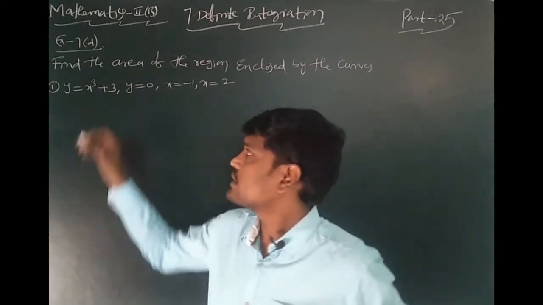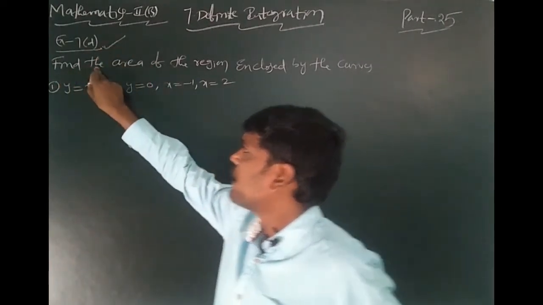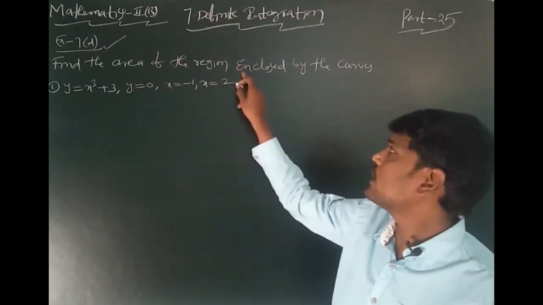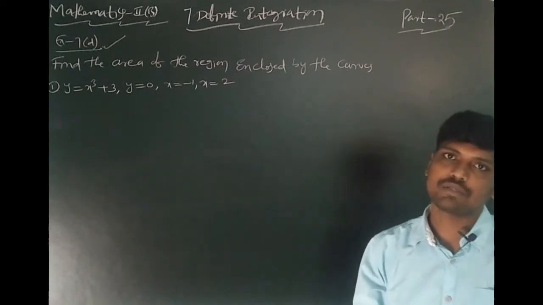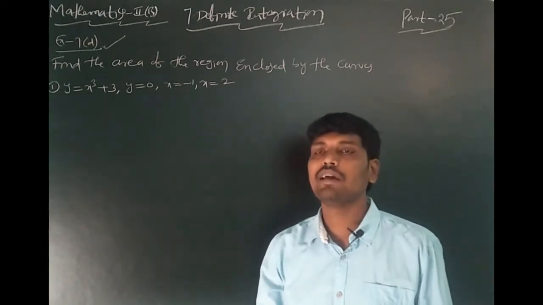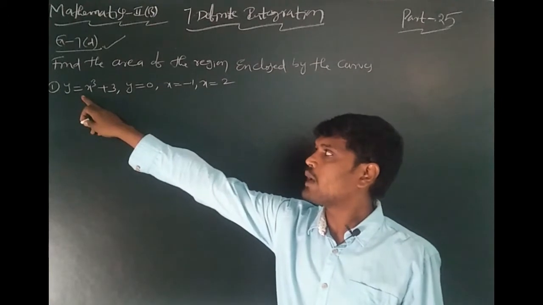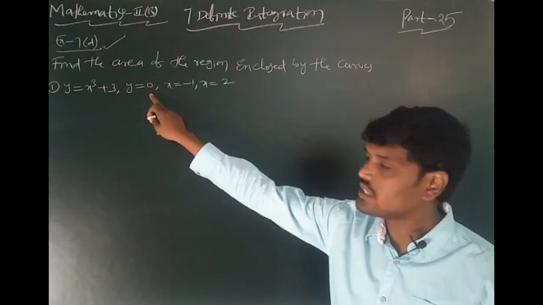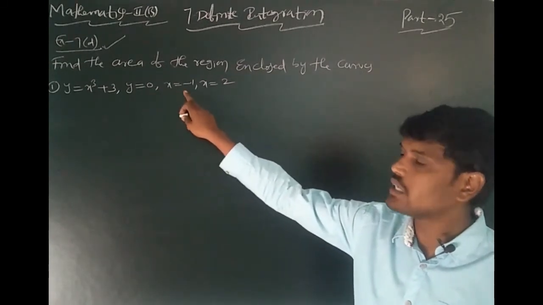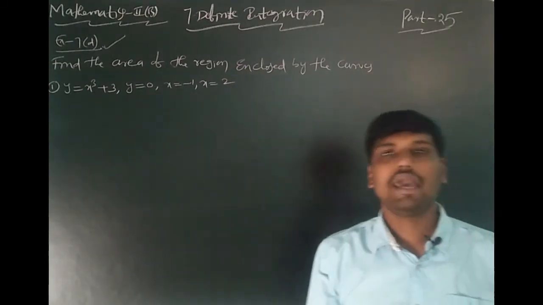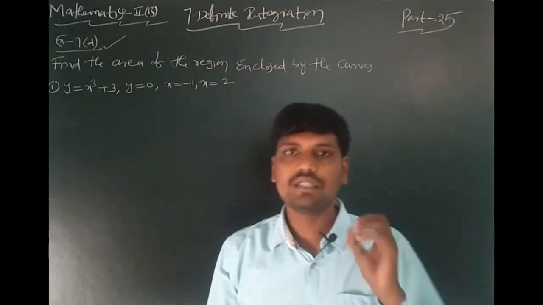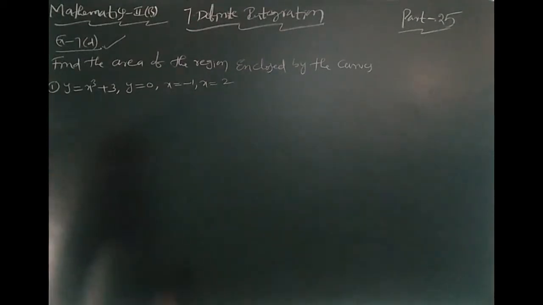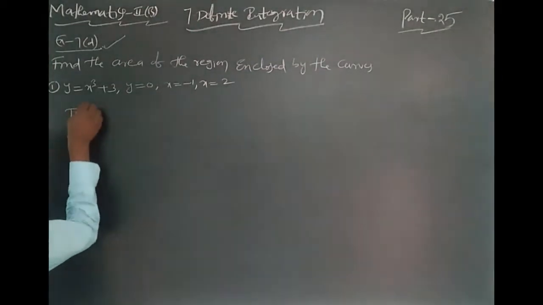That is exercise 7D, first bit: find the area of the region enclosed by the curves. First problem: y is equal to x cube plus 3, y is equal to 0, x is equal to minus 1, x is equal to 2. This area lies between these two limits. That's why, first of all, you can construct the table.